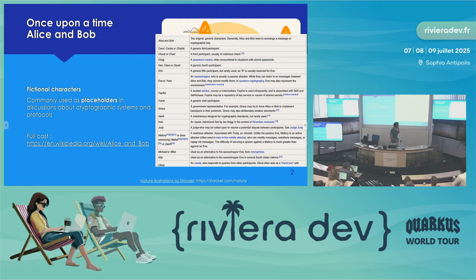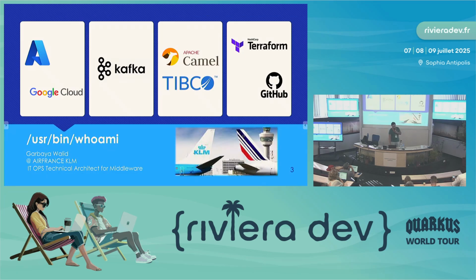So every name that you find there has its own role. Eve is an eavesdropper, and it is a mnemonic way to find out, with the first letter, what your role is in the cryptography. So let's see, who am I first?